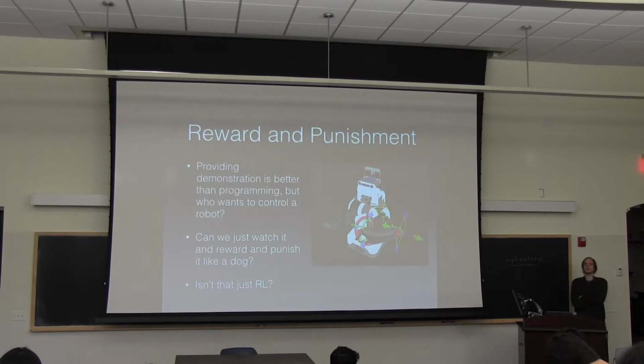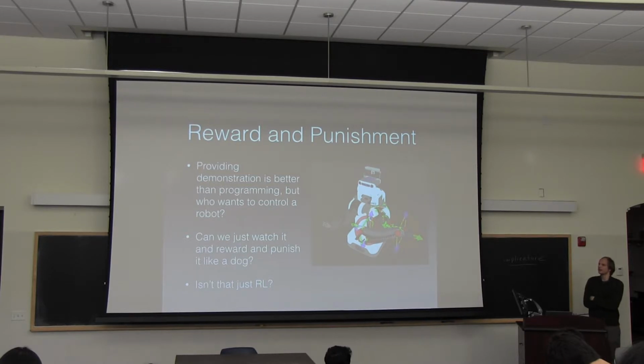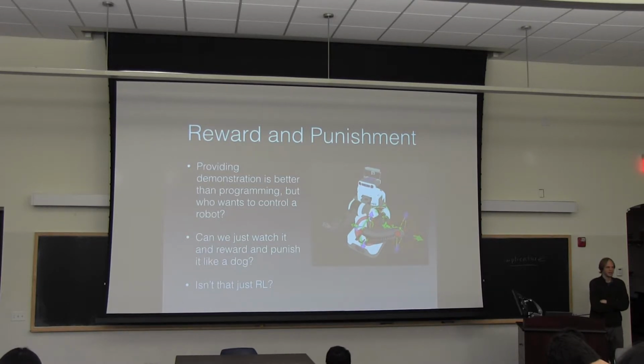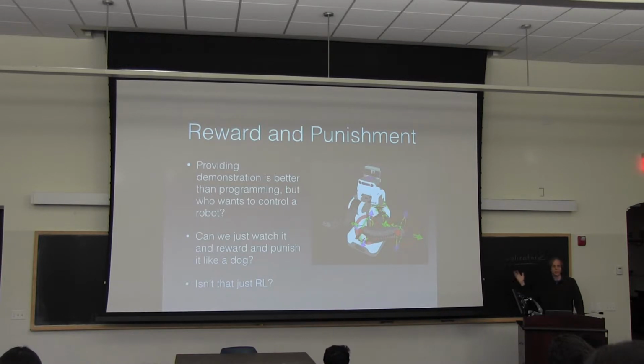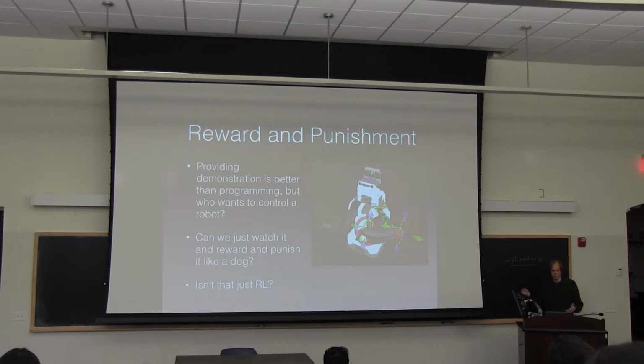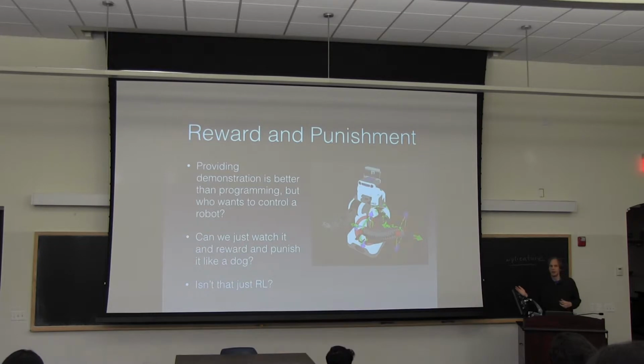I can just sit back there in some throne, and the dog's acting, and I reward and punish it as it's doing things. That seems more convenient. So the question is, can we do that? Can we train our robots to understand what we want just by doing reward and punishment? And is that just reinforcement learning as it is now?